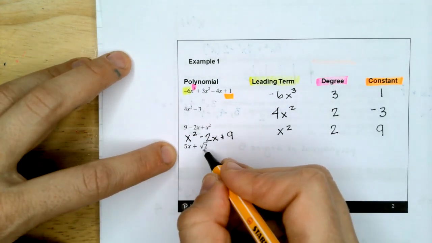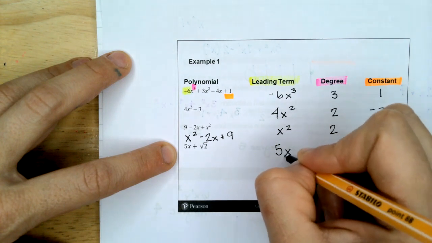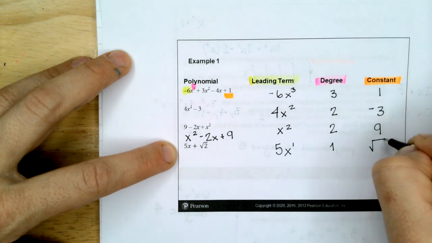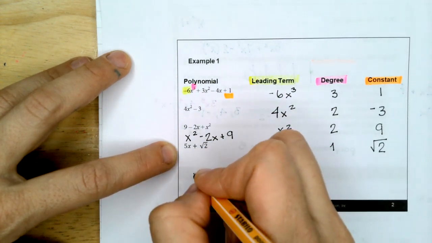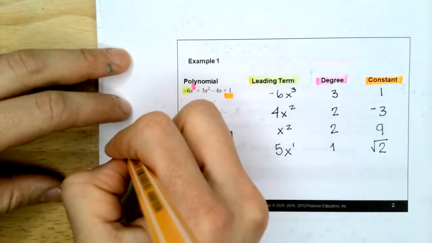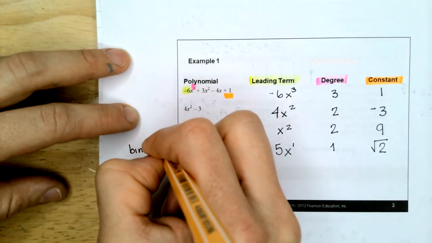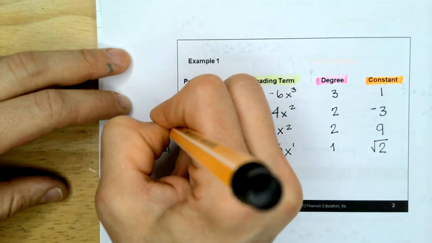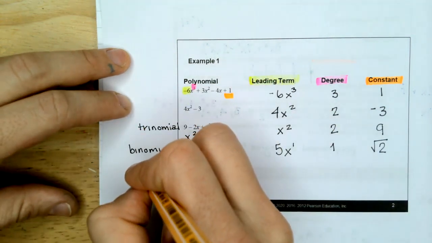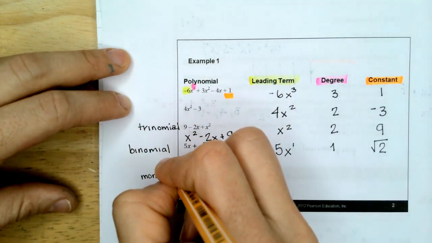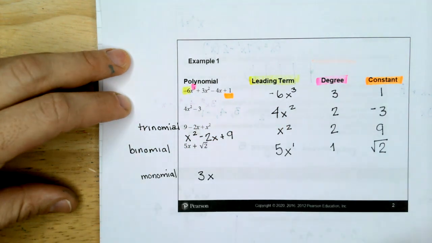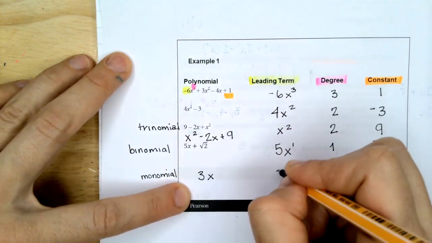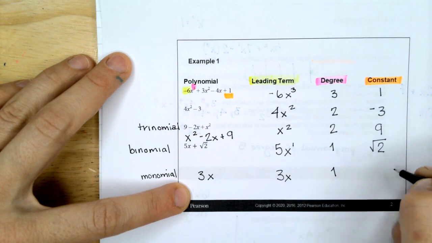Good? Here we have 5x plus the square root of 2, so our leading term is 5x. Our degree is just a 1, understood 1 right there. And our constant is the square root of 2, okay? These are called binomials because there's 2 terms. You'll see trinomials. And then I'll use the word monomial. A monomial just means you have one term in your polynomial. Your leading term is 3x, your degree is 1, you don't have a constant.